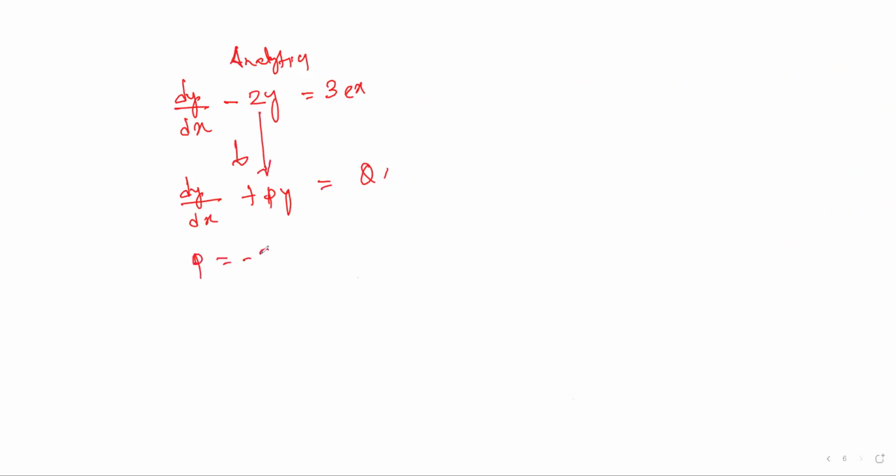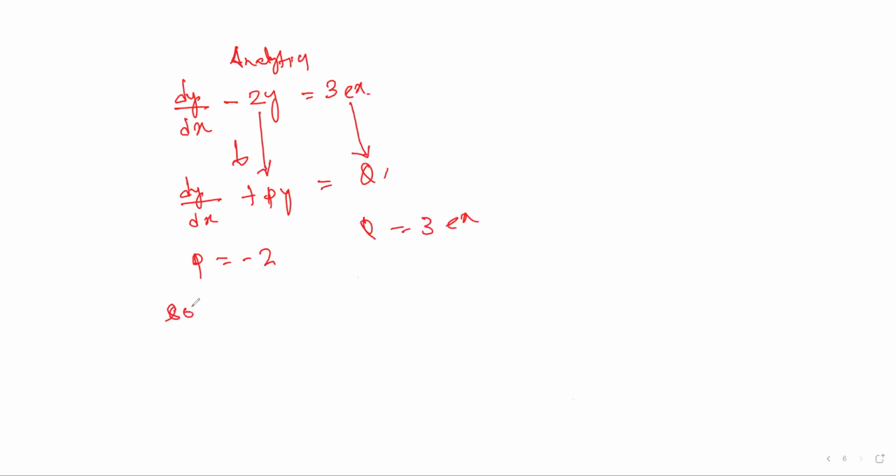Now, in this case, let's see the value analytically. So dy/dx minus 2y is equal to 3e^x. Just put it in this form: dy/dx plus Py is equal to Q. Now, comparing this, you get P as minus 2, and comparing with Q, you get Q as 3e^x.